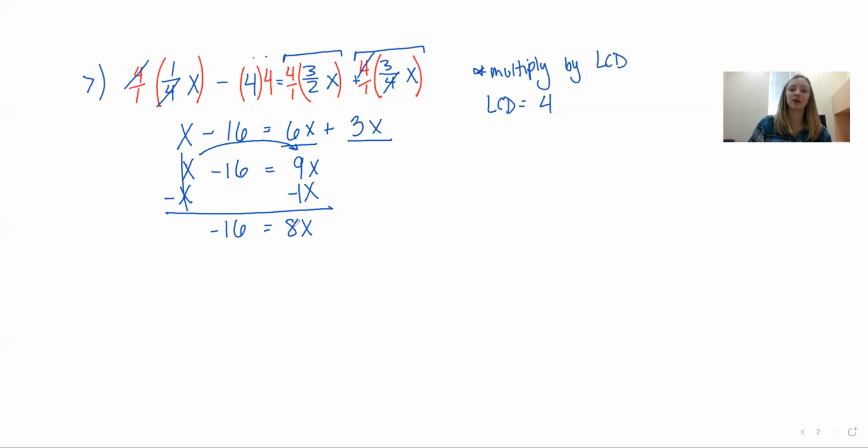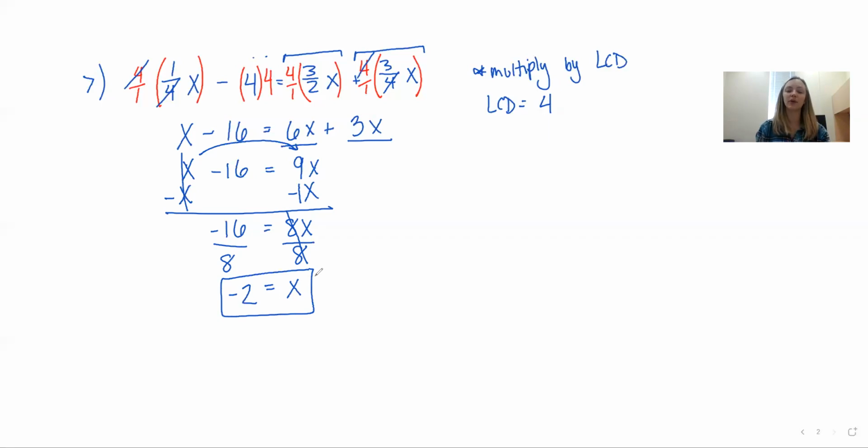And then our last step here, we have an 8 times x. So to get rid of that 8, I'm going to divide both sides by 8. The 8's cancel on the right. We're left with x. And then negative 16 divided by 8 is negative 2. So you can leave it just like this. You can also switch it around if you want. So write it as x equals negative 2, doesn't matter.